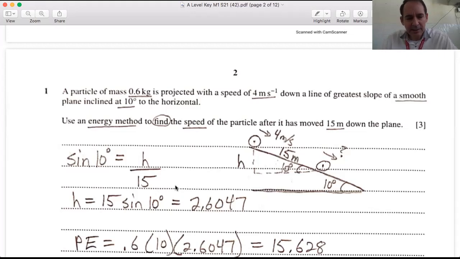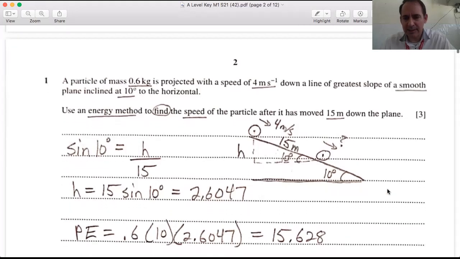So our first strategy in being successful in the mechanics paper is being able to draw a diagram that accurately represents the situation. Here we have our inclined plane with the horizontal at 10 degrees. It's starting at the top with a velocity projected at a speed of 4 meters per second. It's going to move 15 meters down the plane, and our goal is to solve for the velocity at that point. And it asks us to use an energy method.